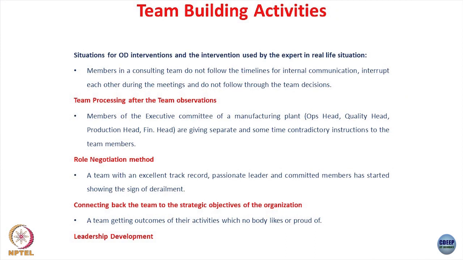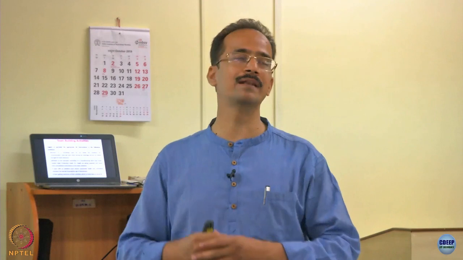A team producing outcomes which nobody likes or is proud of is generally a case of leadership. The team might be aware that what we are doing is not wonderful. The team might not be happy about their outcome, but still they are not able to chart out the new path because that requires leadership. Without leadership, team efforts cannot be directed in one specific direction.